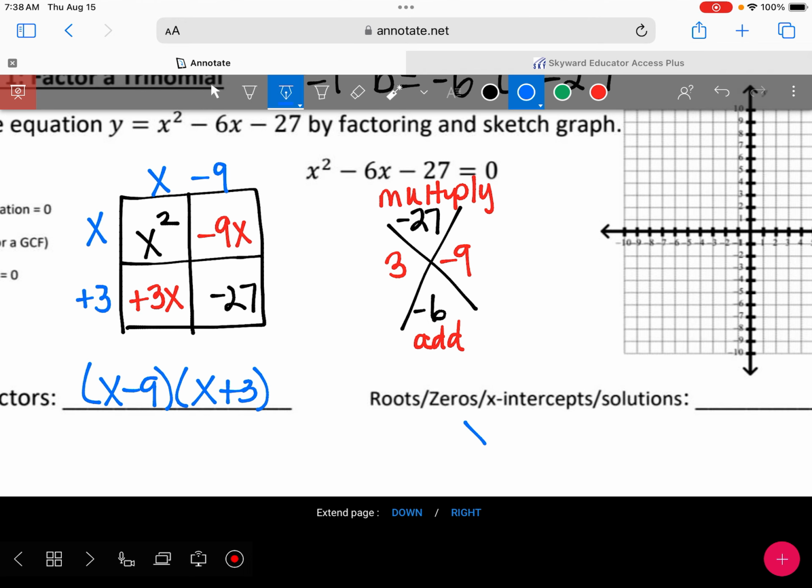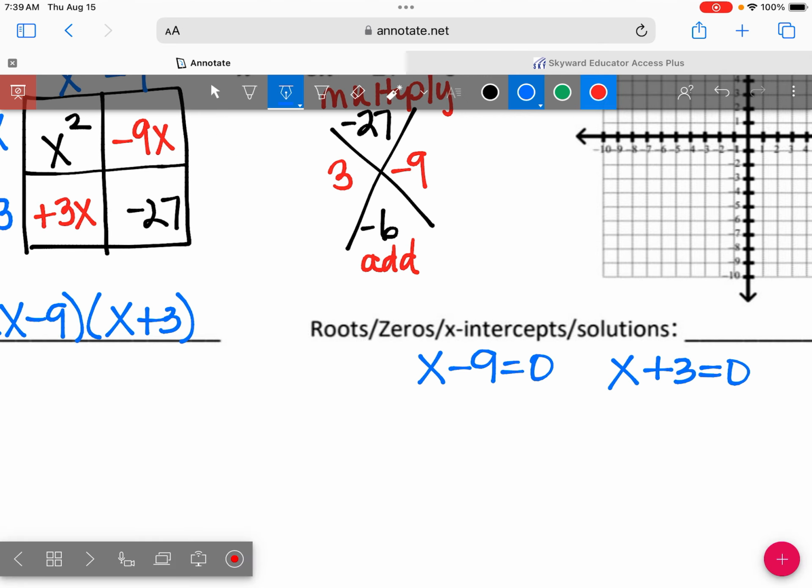To find your solutions, though, we don't really have enough room. At least I don't. Set those equal to 0. So set your factors equal to 0. Go ahead and solve those. All right, so we're going to add the 9. So x equals 9 is my first solution. So write that here.